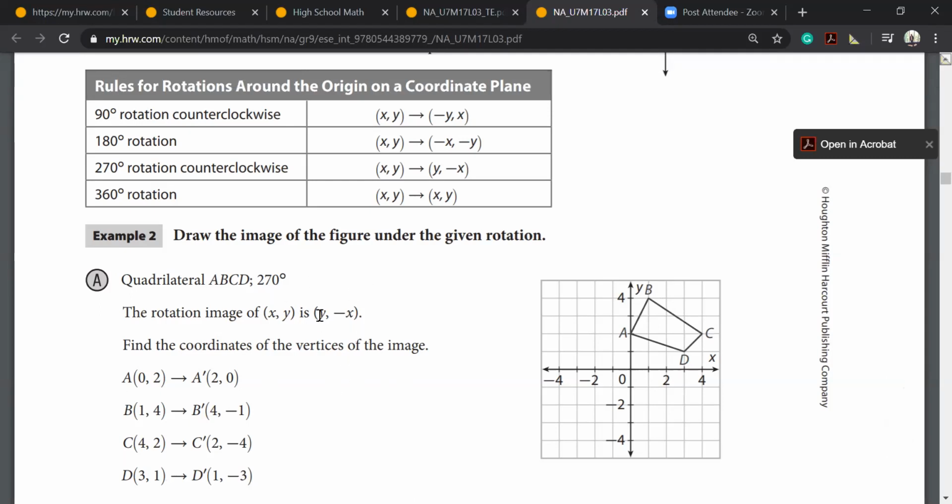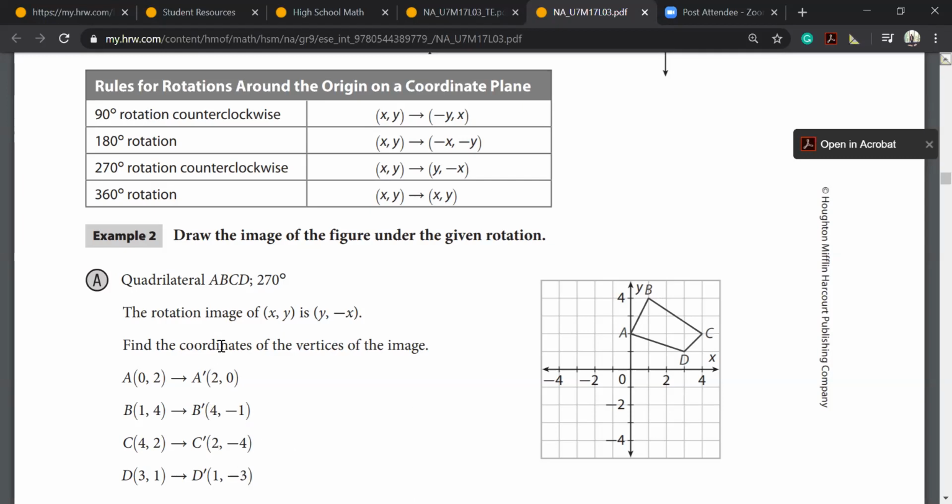Let's do the rule. The rule is telling me to flip them, put y instead of x, and then add a negative, in other words, change the sign of x. Let's do it. Flip them, 2 and 0. And 0 can never be negative, right? So 0 will remain as it is. Flip 4 and 1, and then add a negative for 1. Flip 2 and 4, and then add a negative for 4. Flip 1 and 3, and then add a negative for 3.